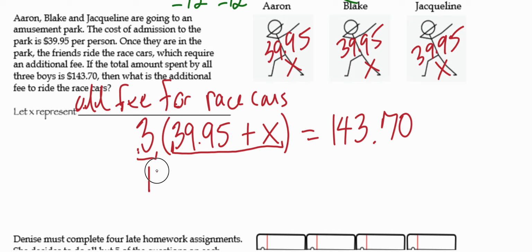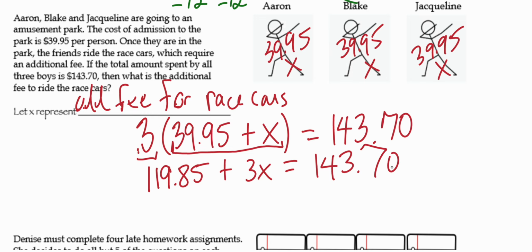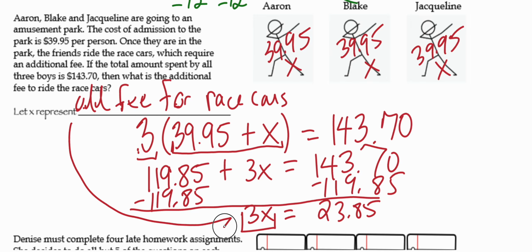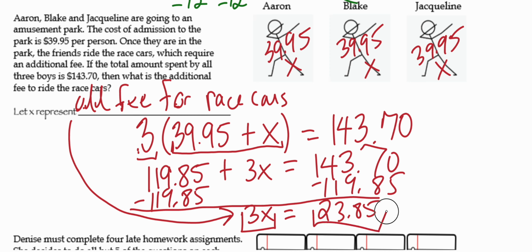Multiplying out, we get $119.85 plus 3X is equal to $143.70. Subtracting $119.85 from the left and the right leaves us with 3x is equal to $23.85. The 3 additional fees that they have to pay are a total of $23.85. So what's each one? Well, we divide by 3 and we get that each one is $7.95.